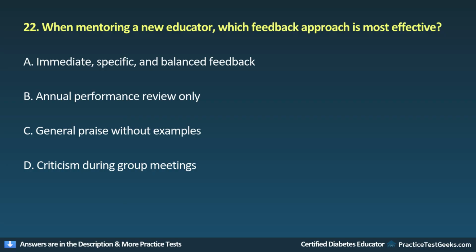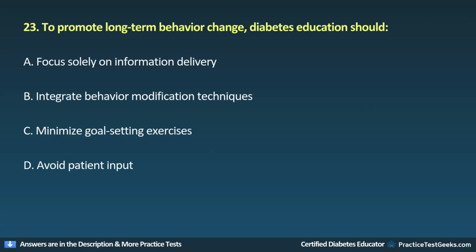A. Immediate, specific, and balanced feedback. B. Annual performance review only. C. General praise without examples. D. Criticism during group meetings. 23. To promote long-term behavior change, diabetes education should A.